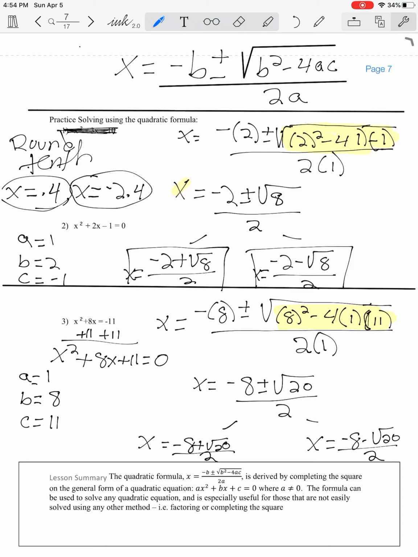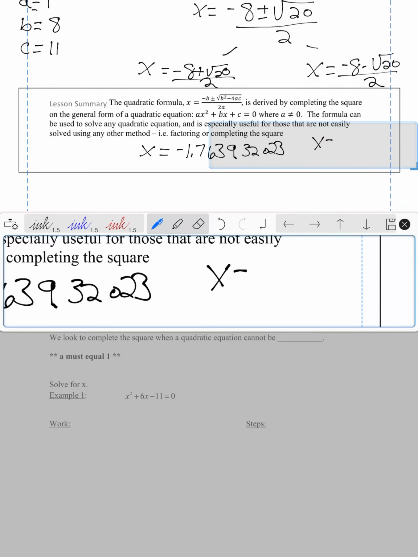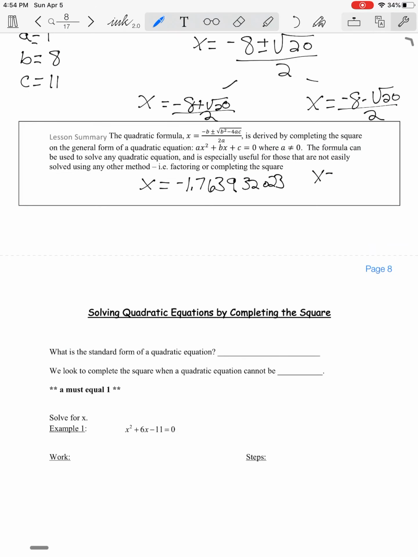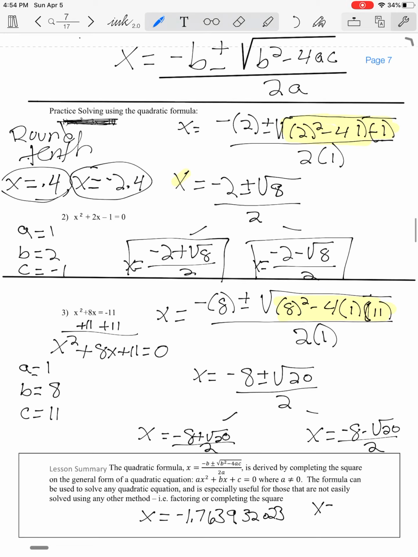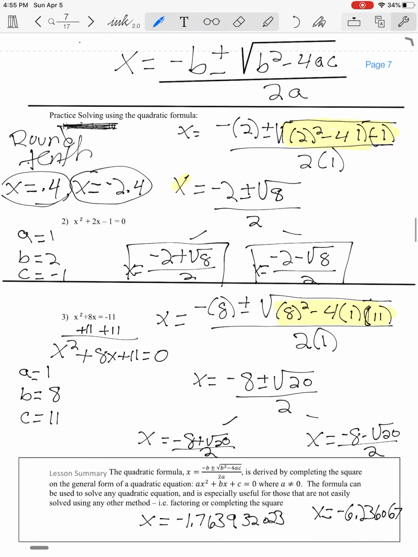I'll put the answers down here in the box because I don't have enough room. When I put that in the calculator, I get negative 1.7639322023. Beautiful long answer. The next one, I get x equals negative 6.2360679778. Not sure if I'm going to fit it.